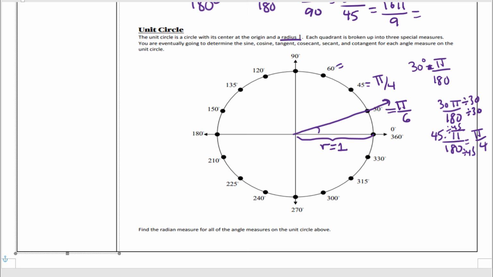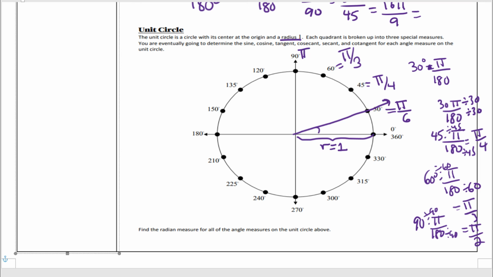All right, same thing here. So we have 60 degrees times pi over 180. So I got 60 pi over 180. I can divide by 60 on top and bottom. And that gives me pi over 3. All right, and then 90 degrees. So we got 90 times pi over 180. So divide by 90 on top and bottom. We get pi over 2.